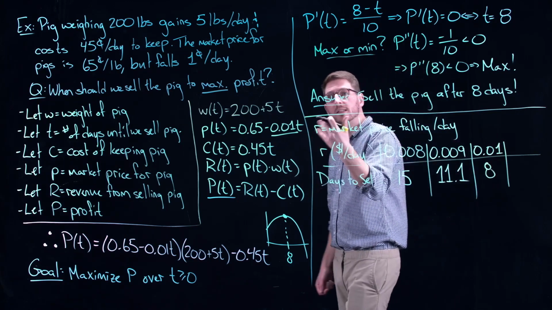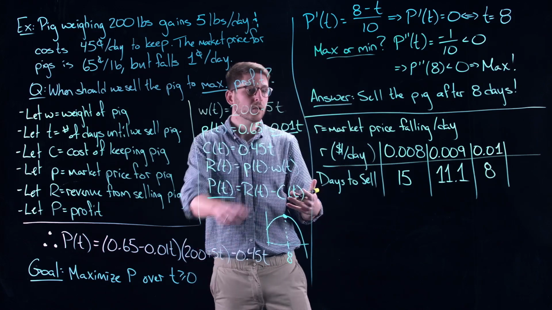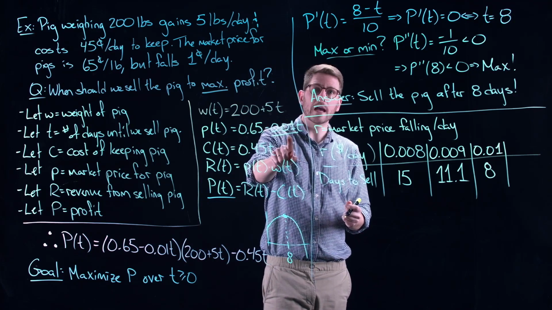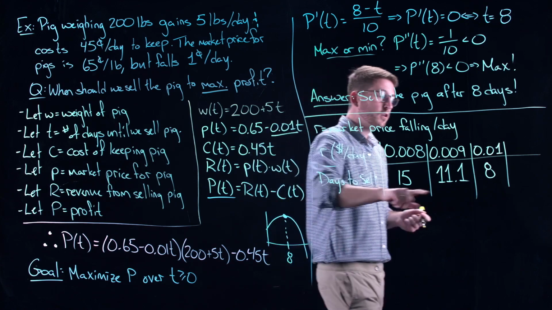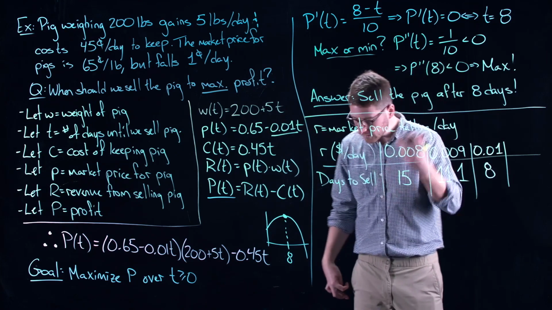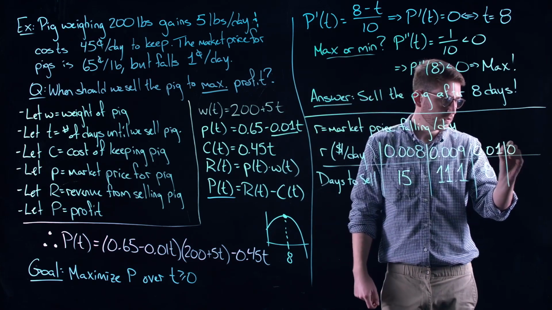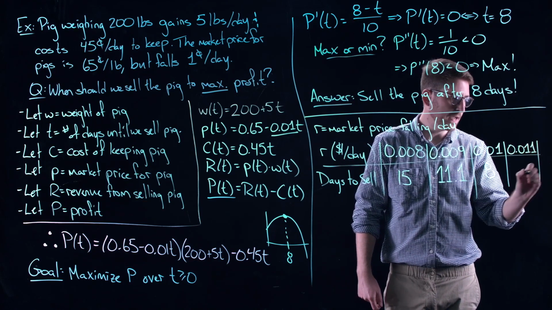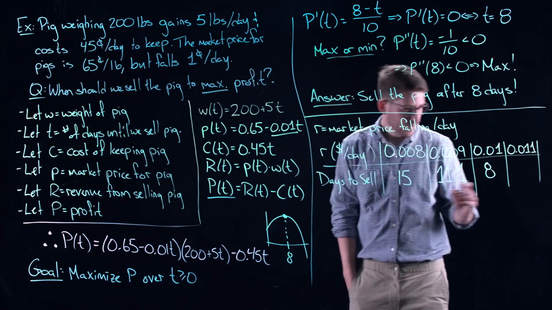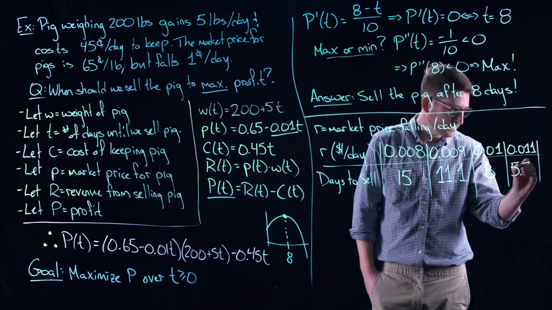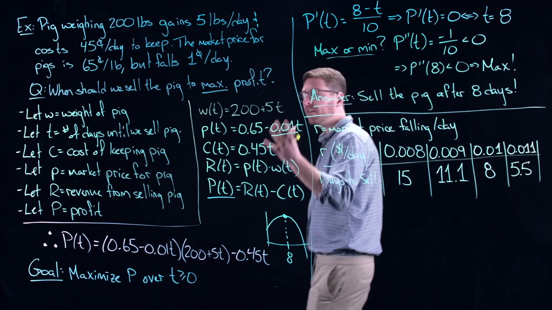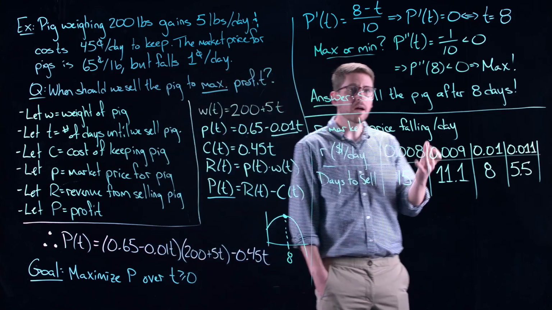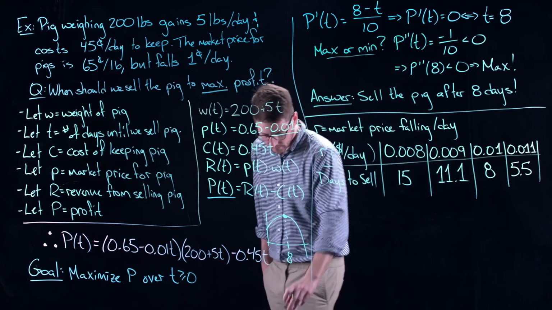All right, so what we're seeing is a general trend. The more money you lose per day, the sooner you should be selling this pig because it's costing you a lot of money. Now let's look at another one. What if it is 1.1 cents that you lose each day? Well, here's a pretty big drop: 5.5 days. So get rid of the pig as soon as possible because you're losing a lot of money on this thing every day.